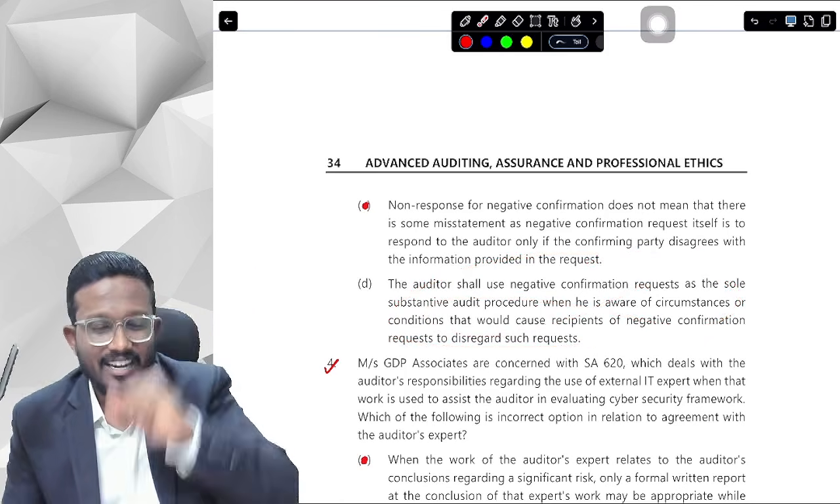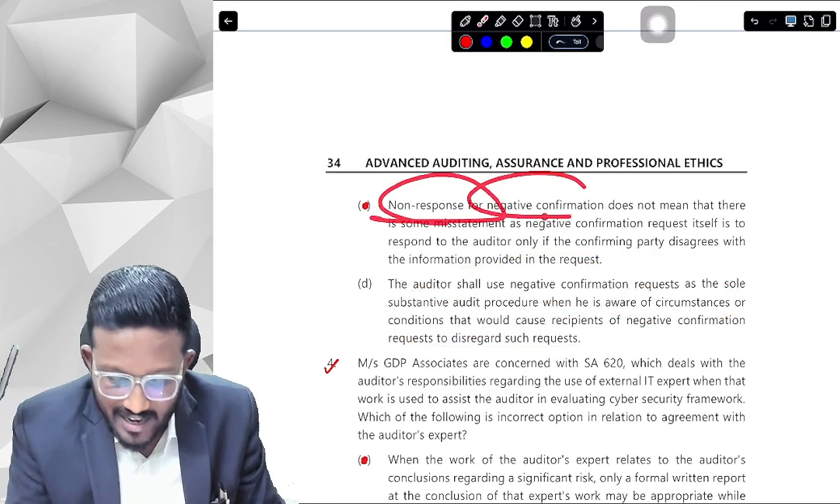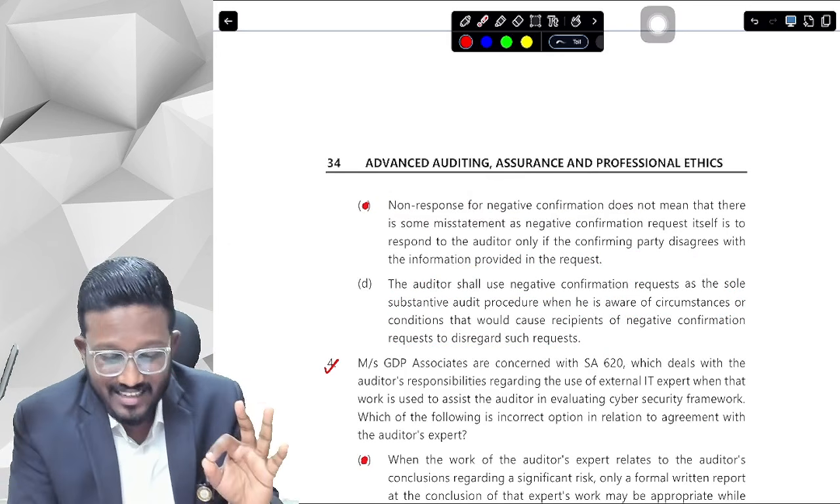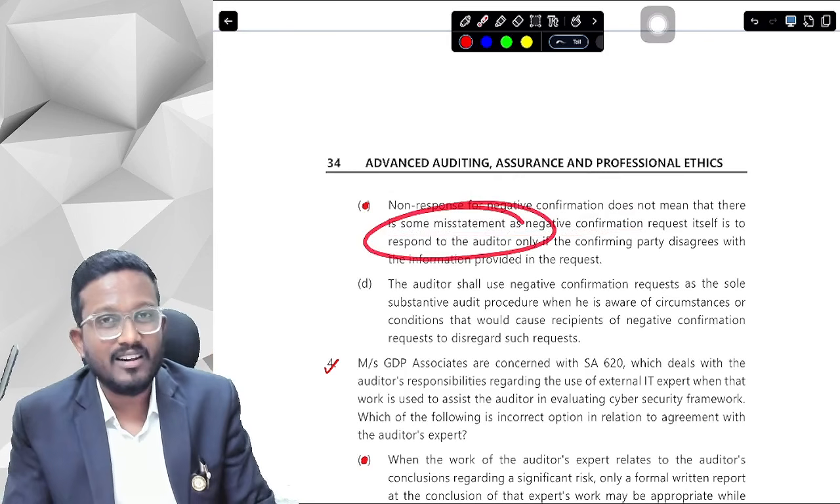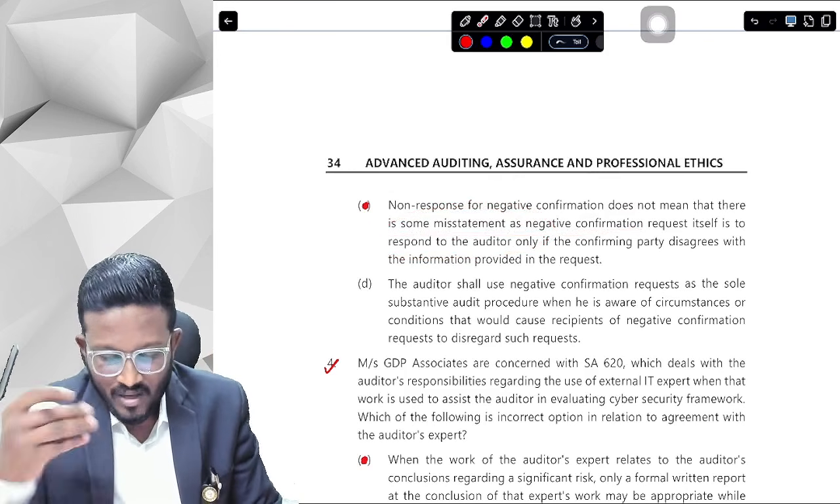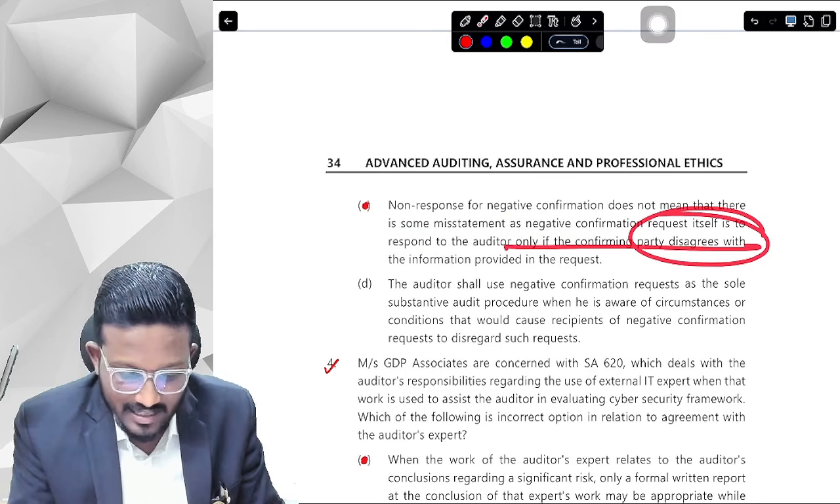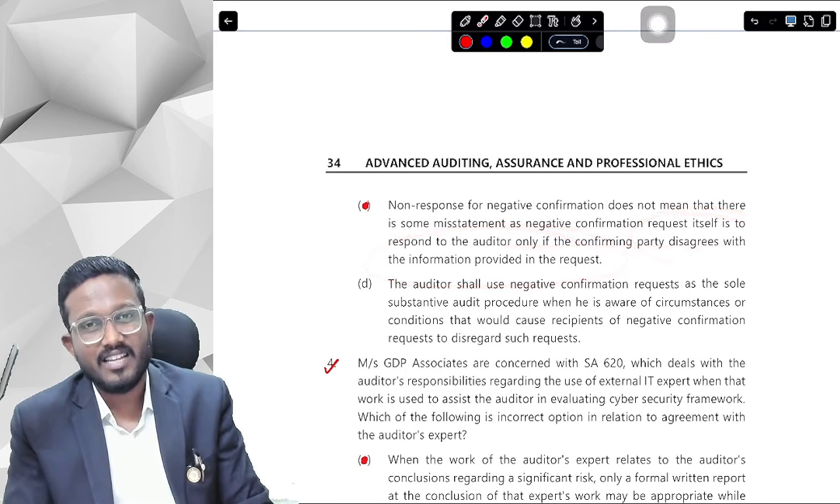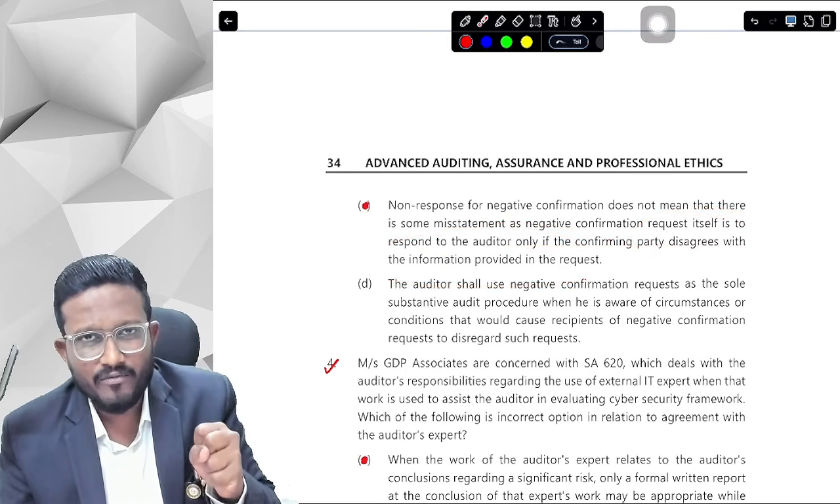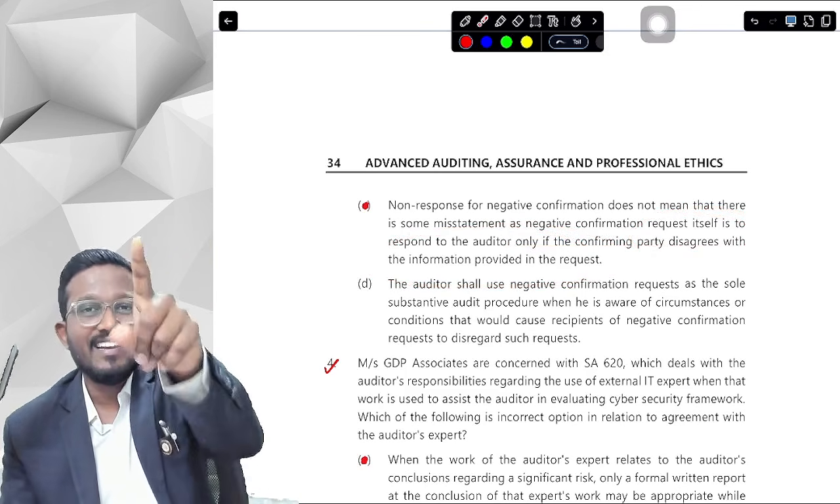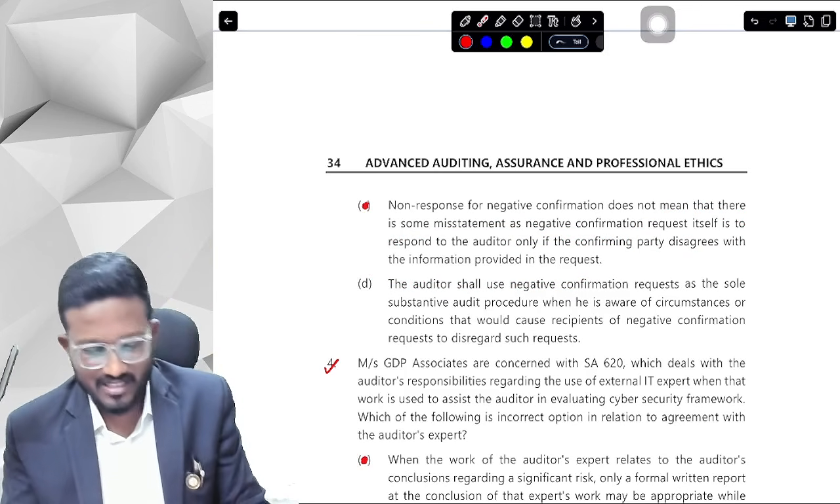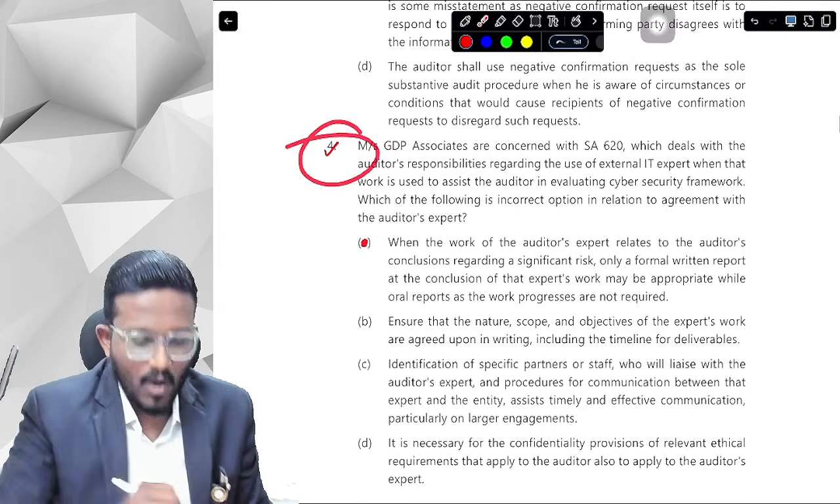And lastly, the correct option is: non-response for negative confirmation does not mean that there is some misstatement. As in the negative confirmation request, we have already told the confirming party to respond only when it disagrees with the information provided with the request. So if there is a non-response of negative confirmation request, we cannot say that there is a misstatement only. Okay, yes sir. There can be a misstatement, there cannot be a misstatement. Okay, yes sir. What does question number 4 say?